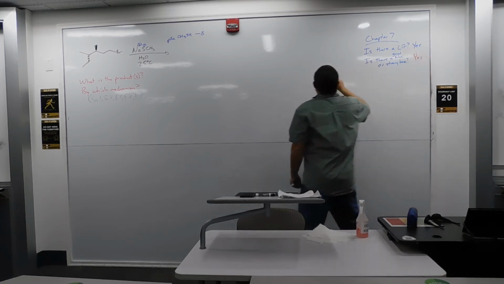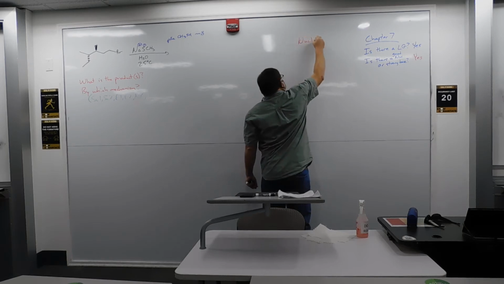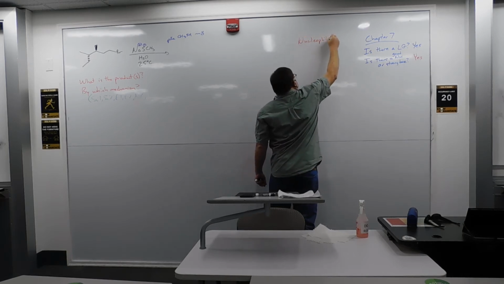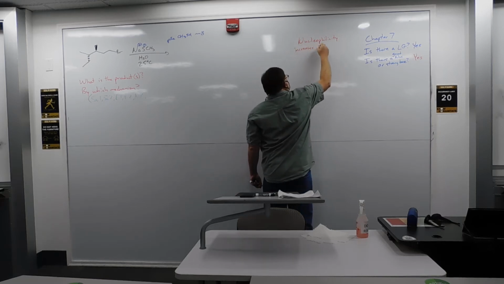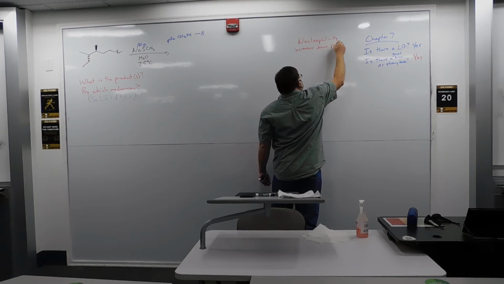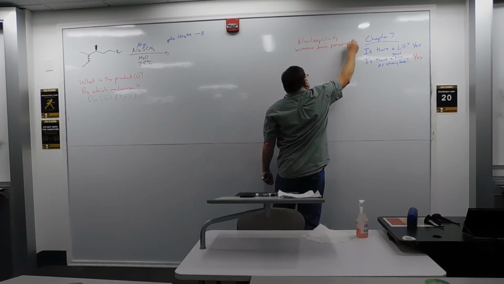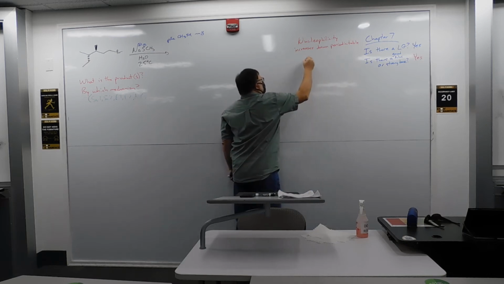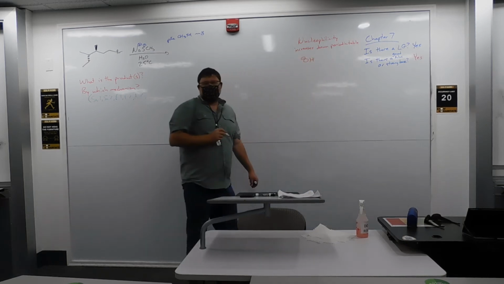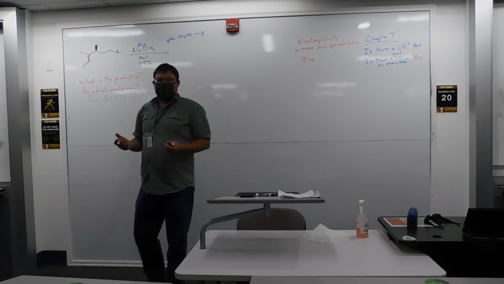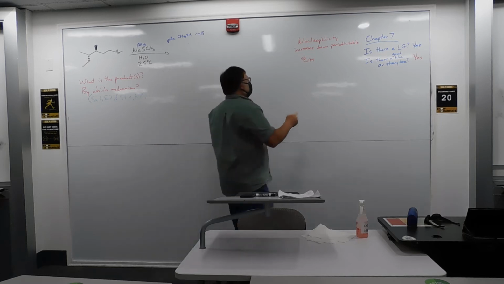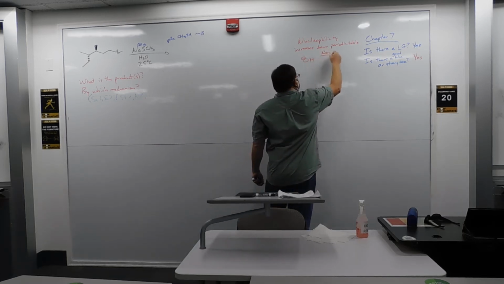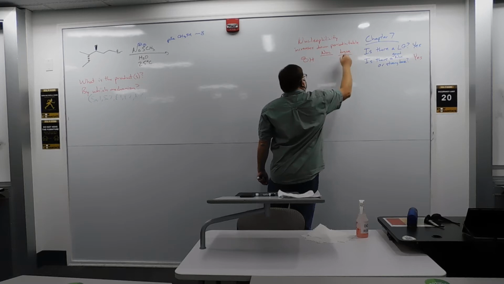So nucleophilicity increases down the periodic table. Hydroxide, we've done hydroxide. Hydroxide is both a strong base and a good nucleophile. So we covered that last time. Nucleophile, good. Base, strong.